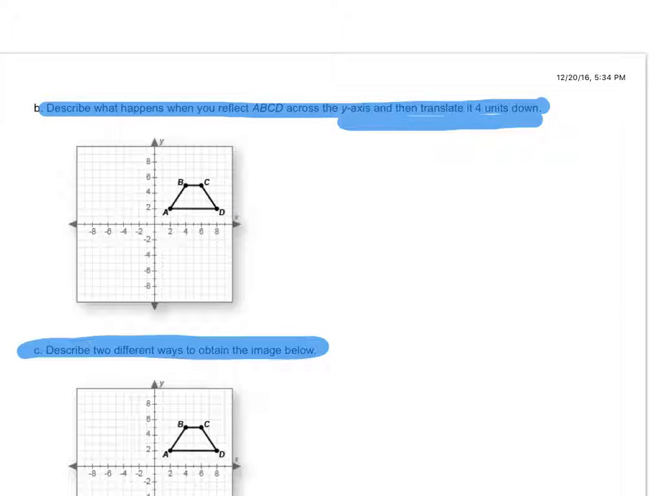B says describe what happens when you reflect ABCD across the y-axis and then translate it 4 units down. What's going to happen is that the image and the pre-image are going to be congruent. You're just going to have a figure that gets reflected across the y-axis. So instead of ABCD being here, it's going to be over here, reflected across the y-axis, and then translated 4 units down. So it'll be shifted down by 4 units, somewhere in this general space here.